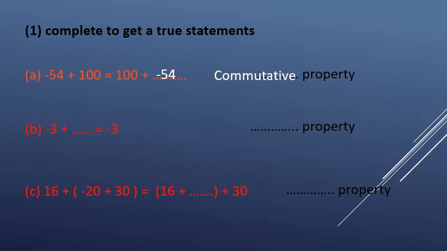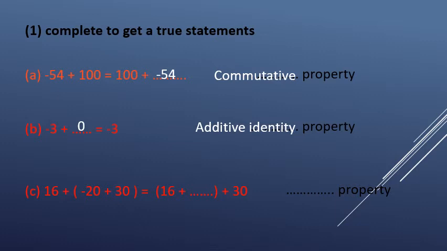Number B: Negative 3 plus what equals negative 3? What is the number which doesn't change any number? It's 0. And this property is called the additive identity property.